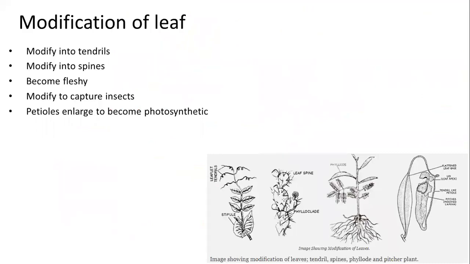The last slide of today's session is modification of leaf. So how the leaves are getting modified. Leaves may be modified into tendrils for climbing. It helps in climbing as well as support. Example, you can say pea plants.